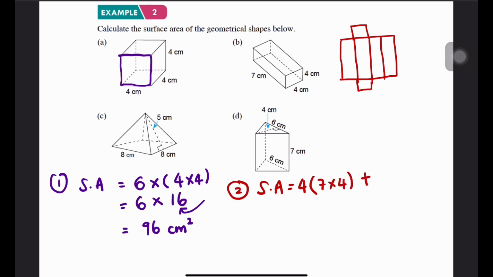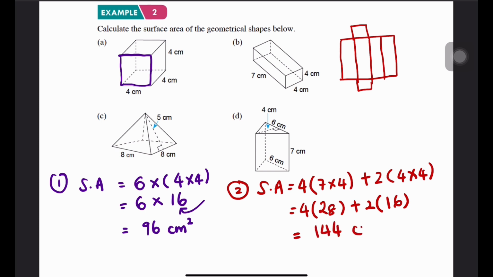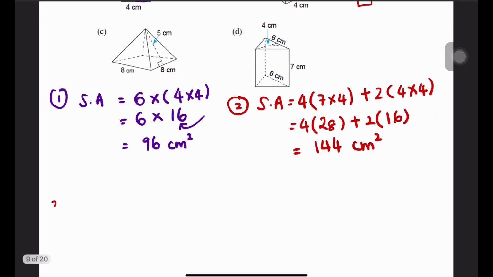And then plus, we have 2 square. So the measurement of the square is 4 times 4. So we get 4 times 7 times 4 is 28 plus 2 times 4 times 4 is 16. So you add up, so you will get 144 centimeter square. Next C. Okay, number 3.